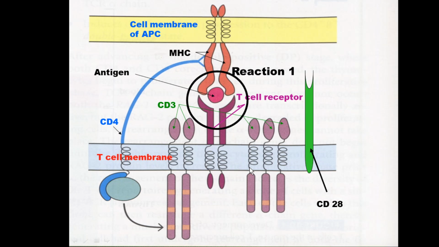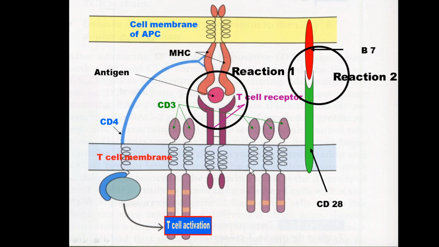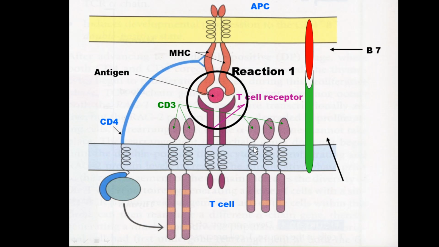The second reaction is that from the T cell there is CD28, and in the antigen presenting cell there is B7. So this is called the co-stimulatory signal for activation of T cell, B7 present on the antigen presenting cell and CD28 from the T cell. By combining these two signals, there is T cell activation, that means helper T cell activation.